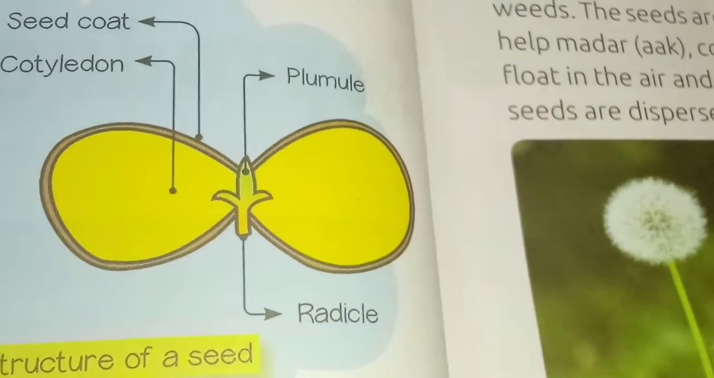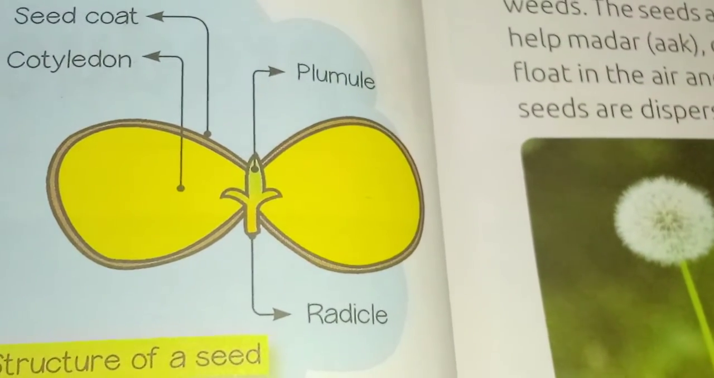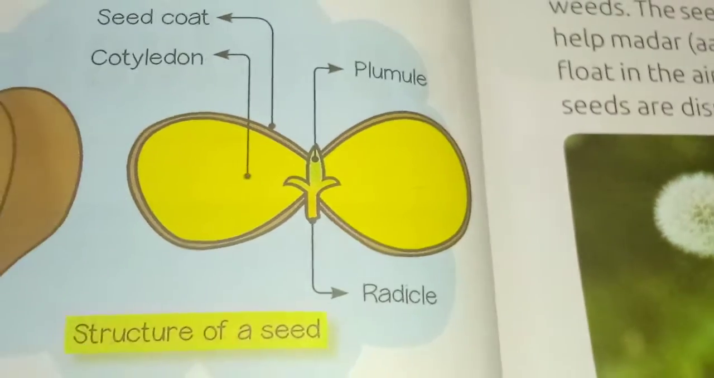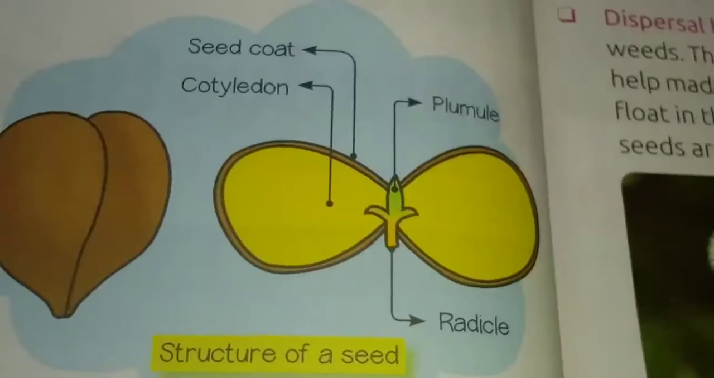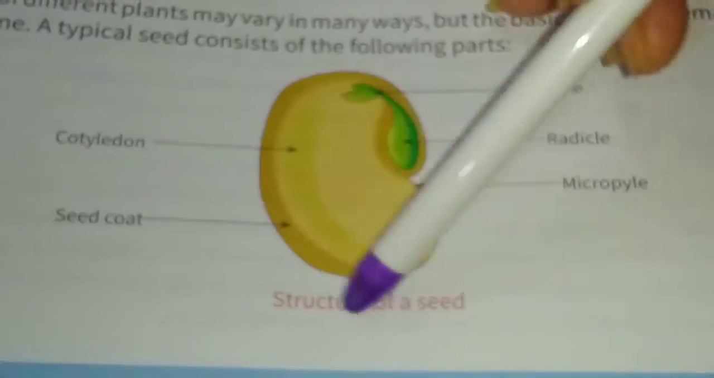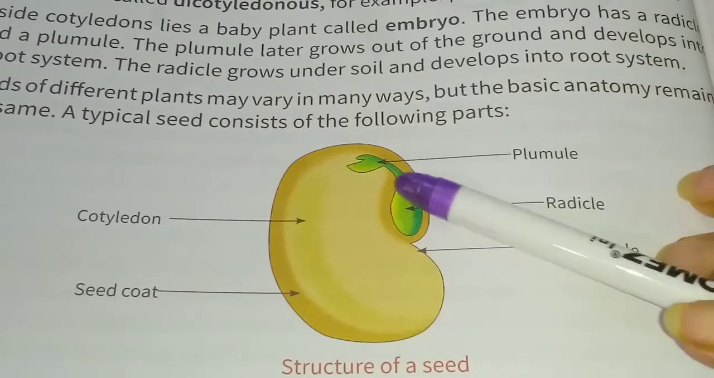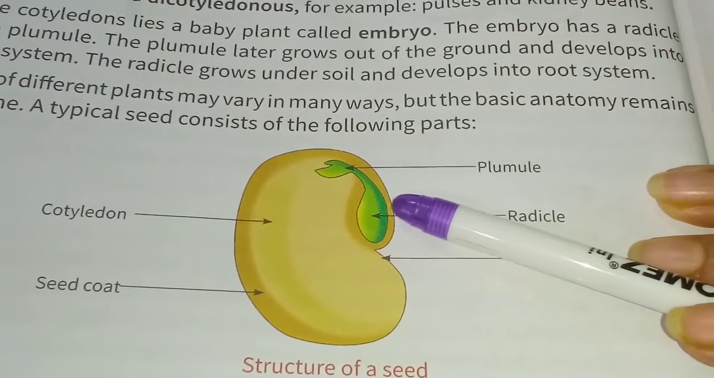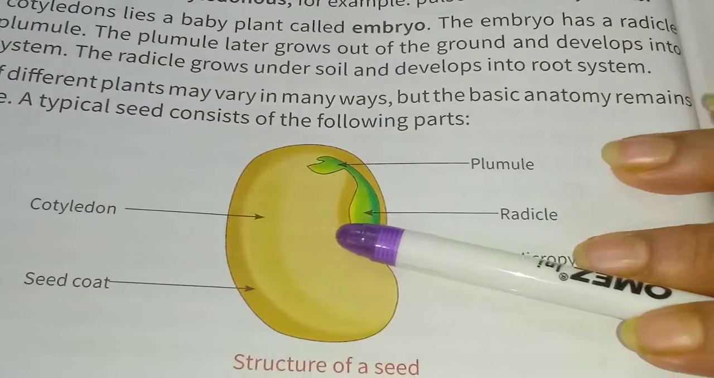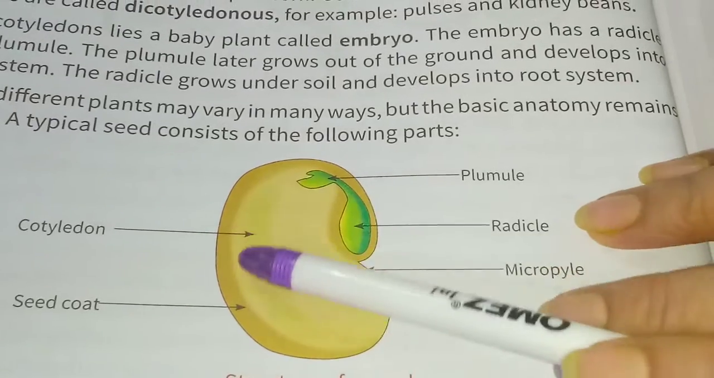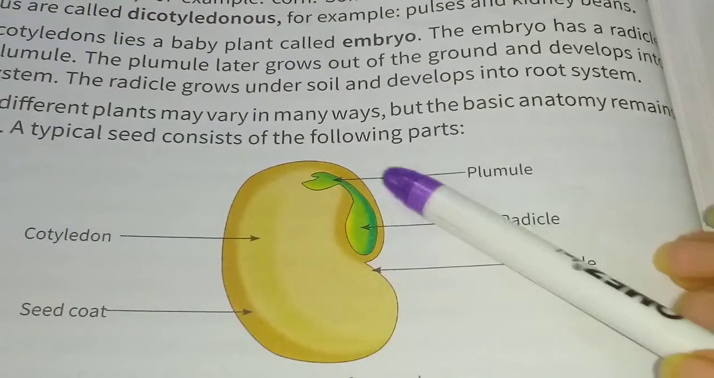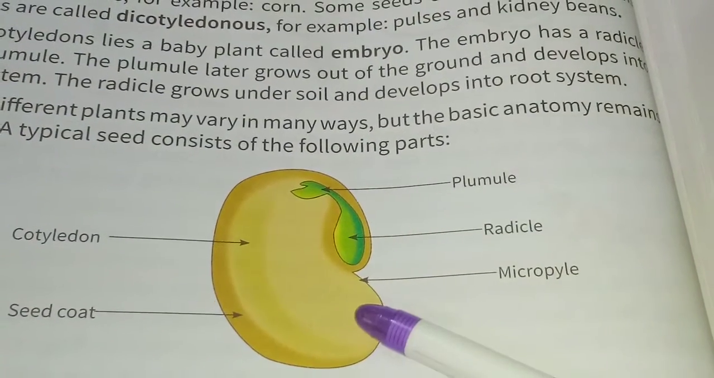Actually, seeds of different plants may vary in many ways, but the basic anatomy remains the same. It is also a structure of a bean seed. You just saw the gram seed lastly. This is the bean seed structure: cotyledon, seed coat, plumule, radicle, micropyle.